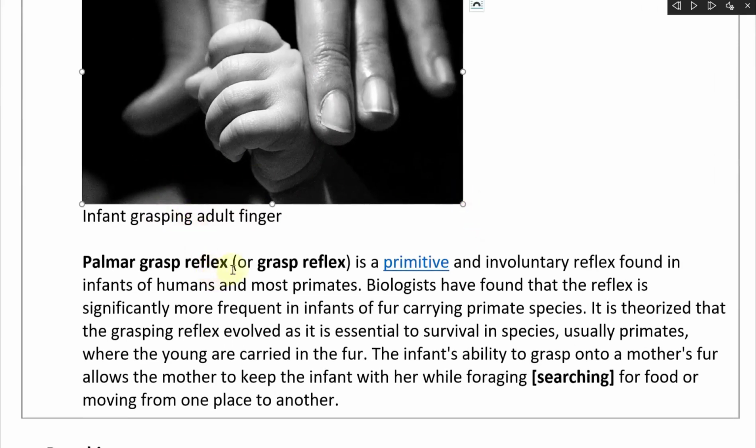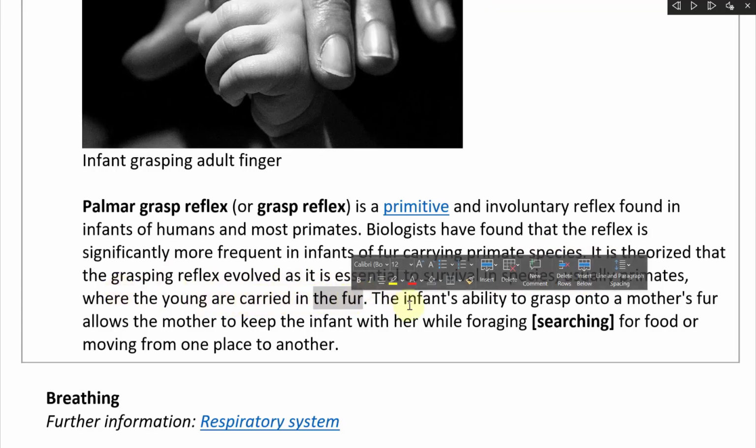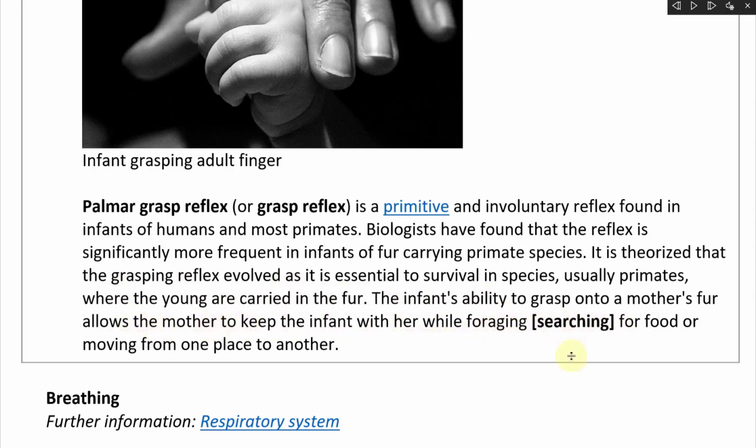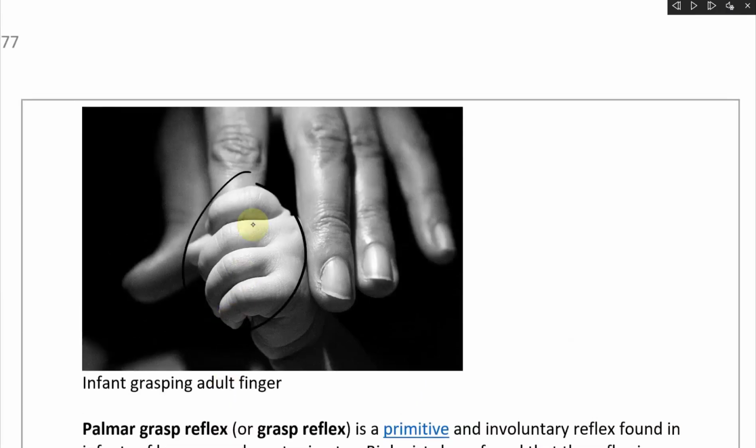And now this is an infant grasping an adult finger. The Palmar grasp reflex is a primitive and involuntary reflex found in infants of humans and most primates. Biologists have found that the reflex is significantly more frequent in infants of fur-carrying primate species. It is theorized that the grasping reflex evolved because it is essential to survival in species, usually primates, where the young are carried in the fur. The infant's ability to grasp onto a mother's fur allows the mother to keep the infant with her while foraging for food or moving from one place to another. So yes, this is involuntary grasping by babies. It's quite amazing.